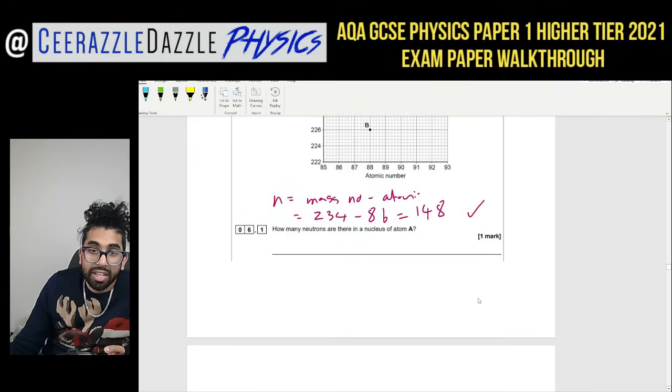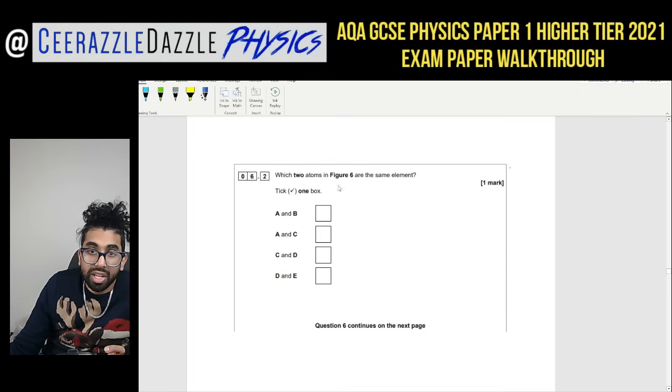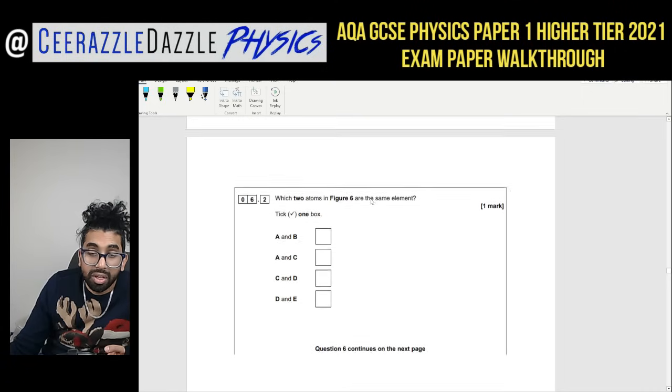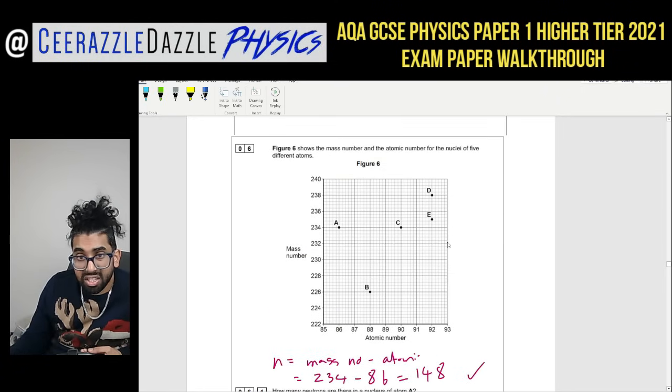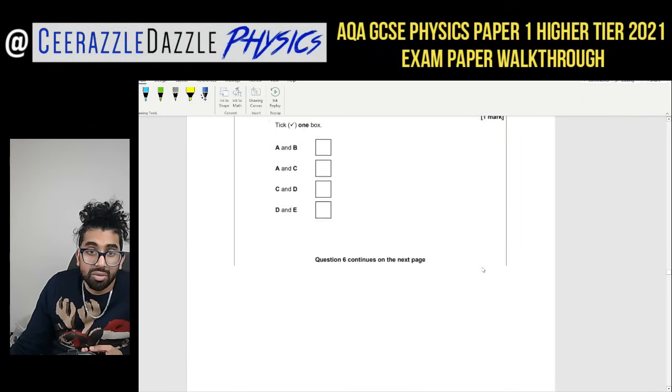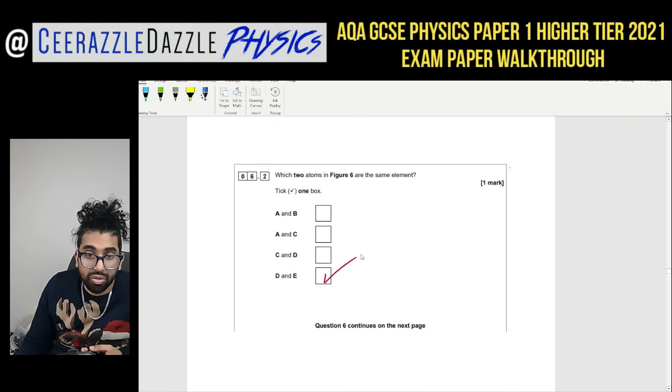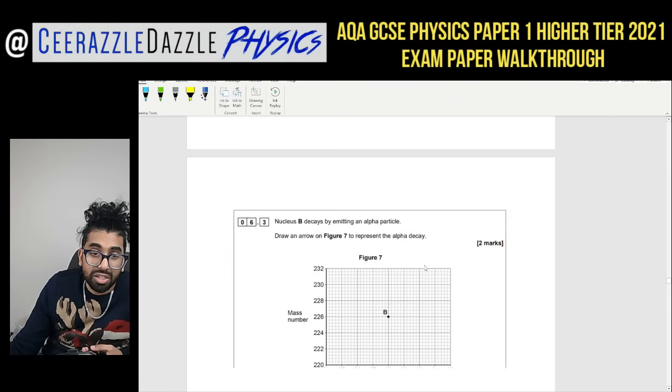Right, next question. Which 2 atoms are of the same element? Hopefully you can remember that to be the same element, you require the same number of protons, which means the atomic number is the same. There's only one pair which has the same atomic number, so it's these two, D and E. This one is correct as well.